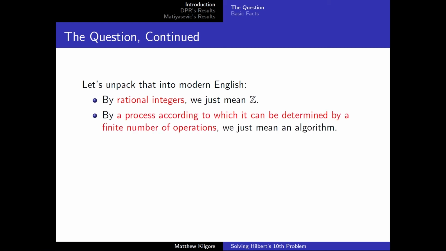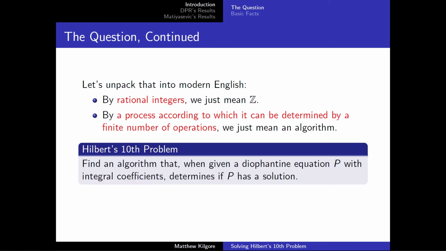By a process according to which it can be determined by a finite number of operations, we just mean an algorithm. Again, apparently that's just the phrasing at the time. Putting that all together, we get the following. Hilbert's 10th problem: find an algorithm that, when given a Diophantine equation P with integral coefficients, determines if P has a solution. Quite a bit shorter, I must say.